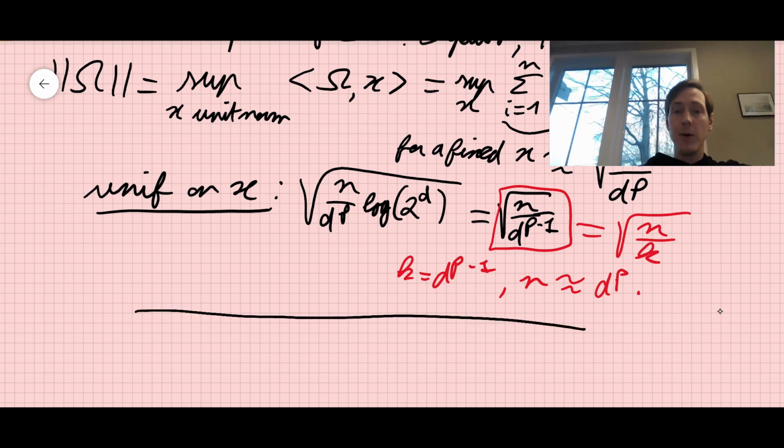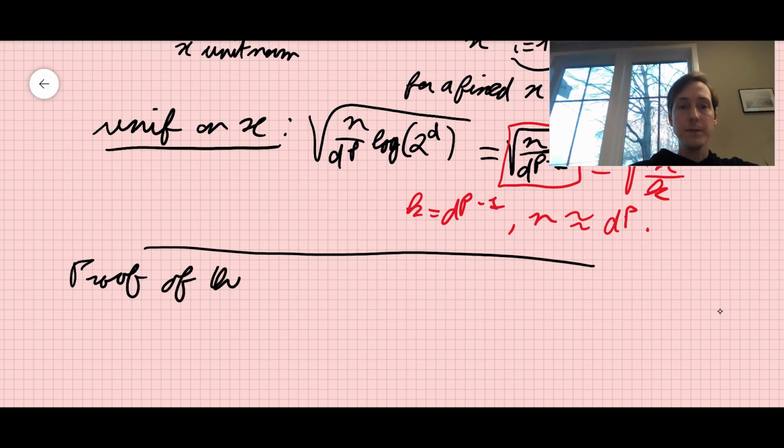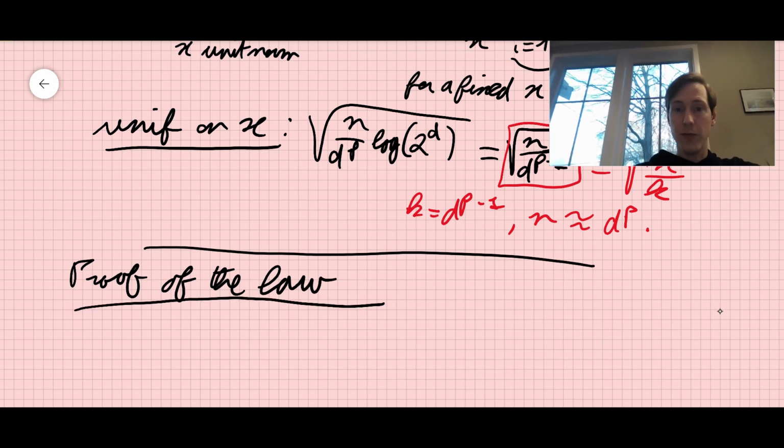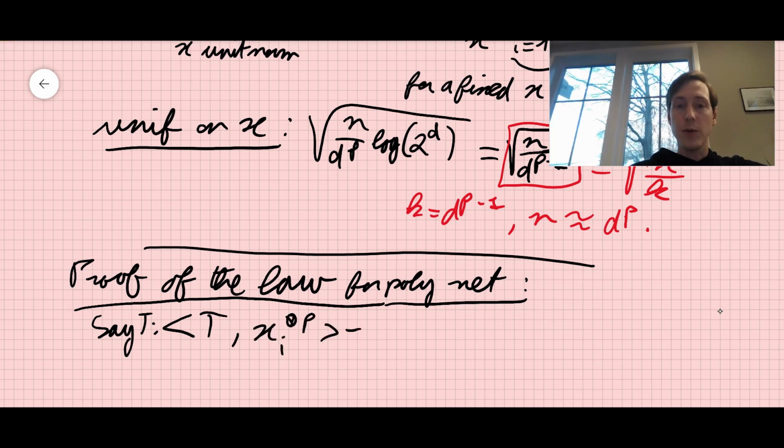Now, what I'm going to do next is I'm actually going to prove that this is optimal. Okay, so proof of the law. The law again is that you cannot do better. Proof of the law for polynomial network. So say T is such that the inner product of T with xi to the p is equal to yi.